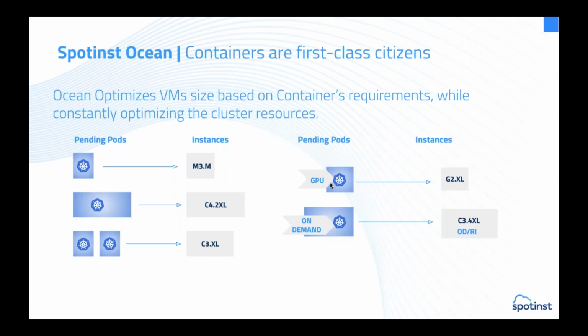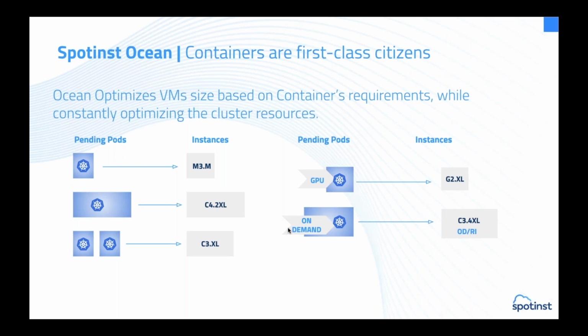So with Ocean, containers are first-class citizens. It means Ocean optimizes your VM sizes based on container requirements while constantly optimizing the cluster resources, both scaling up and down. But the main idea here is that Ocean allows you to manage your infrastructure from actually the deployment or the container's perspective. Why do I say that?